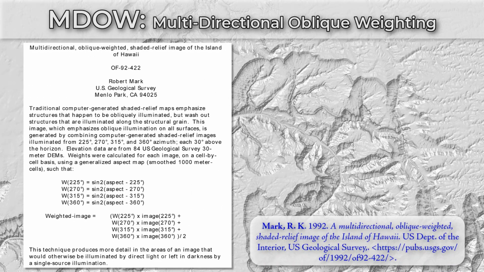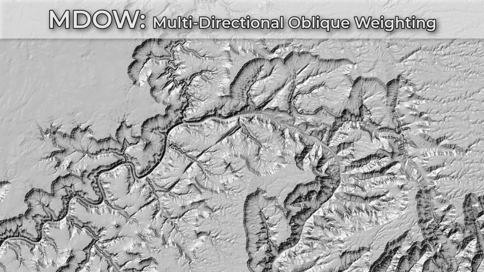So this particular method is called the multi-directional oblique weighted hillshade, which we discussed in our third lecture video for this module. It was first proposed by Robert Mark of the U.S. Geological Survey back in 1992. So let's first review how this method works, and then we'll actually generate the hillshade later in the video.